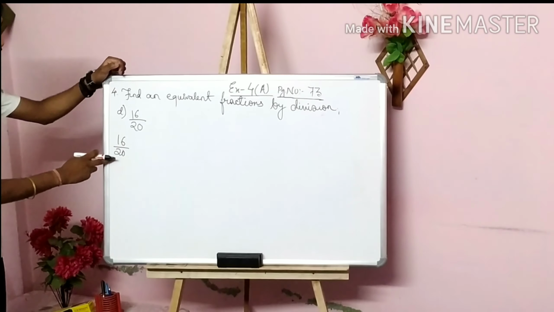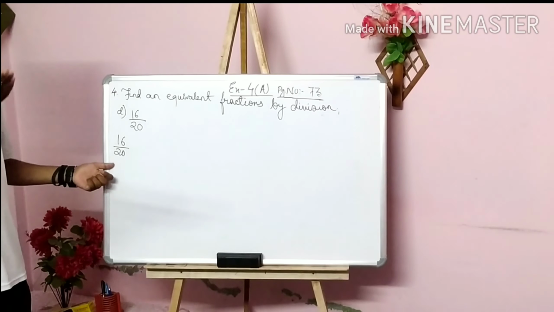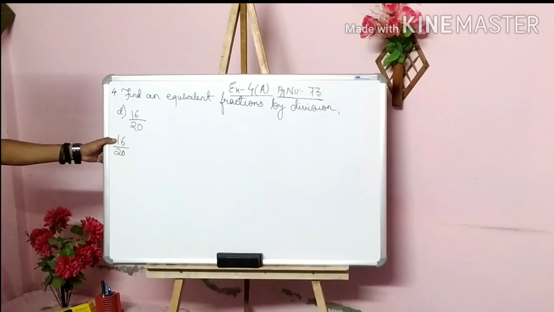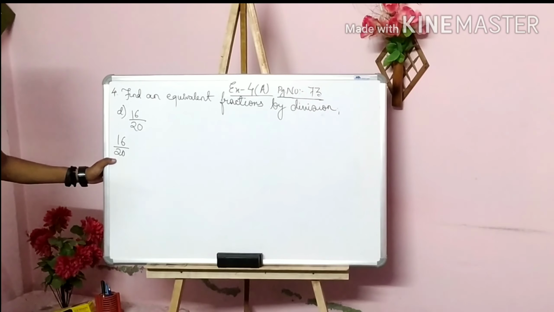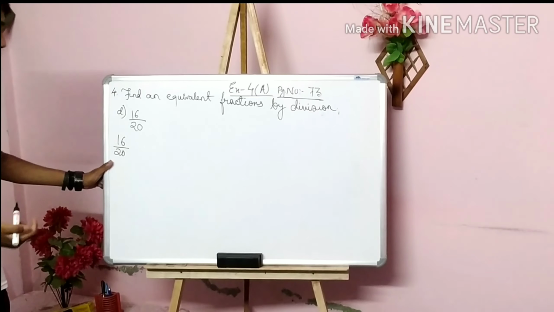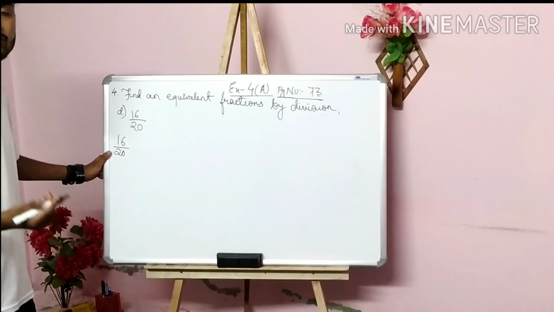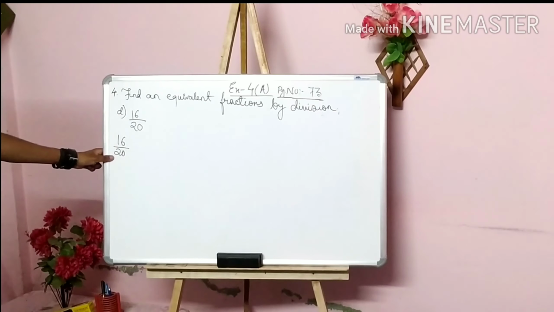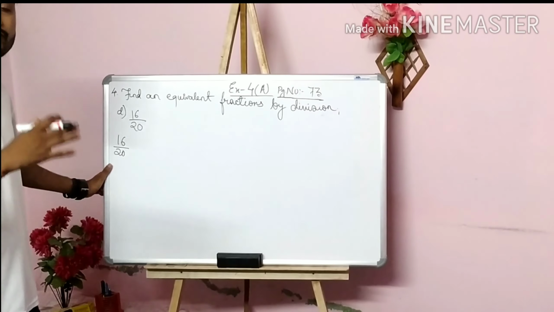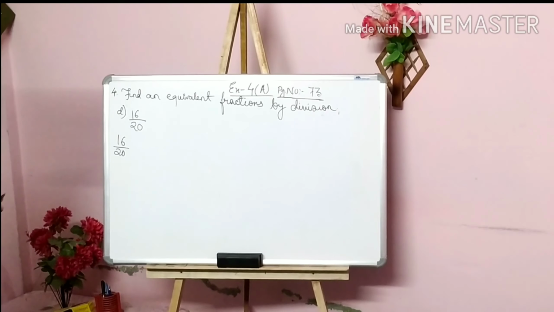You see, 16 by 20 was there. So in 16 by 20, choose any number that will divide both 16 and 20. So you can choose 2. You can choose 4. Okay, so we can choose 4 here because in the earlier number I have chosen 2. So I can choose 2 here also, but I am going to write it with 4. There is no big deal in choosing any other numbers.